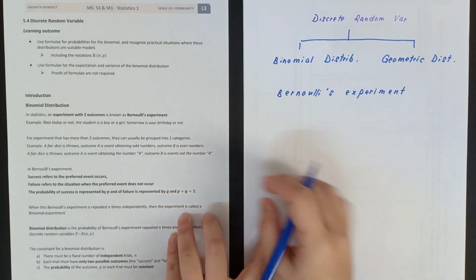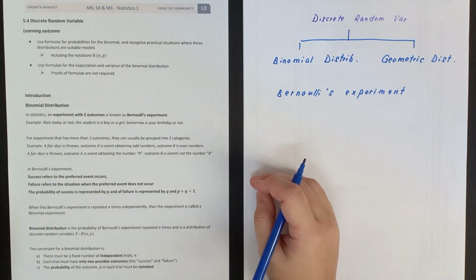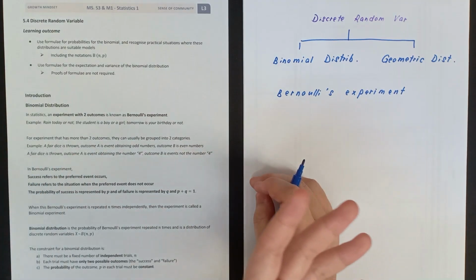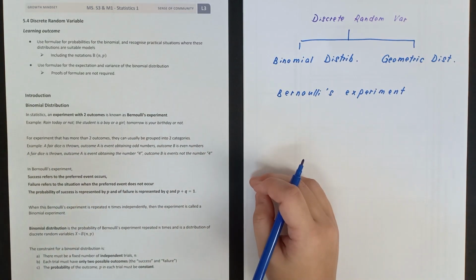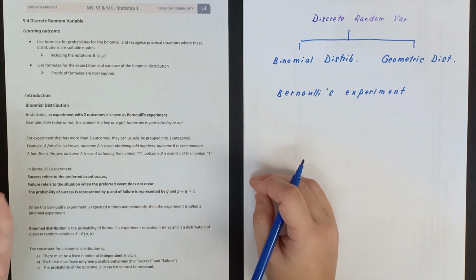For example, the question of whether it rains or not today: yes it rains, no it doesn't rain. Whether the student is a boy or a girl, so either the first one is a boy, the second one is a girl. Or whether tomorrow is your birthday or not, yes or no. You only have two outcomes, nothing other than that.